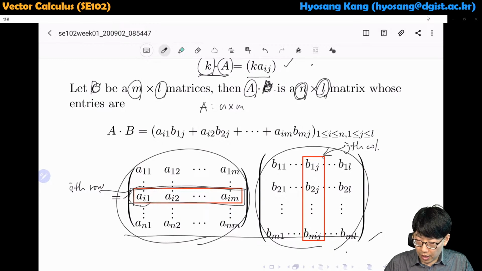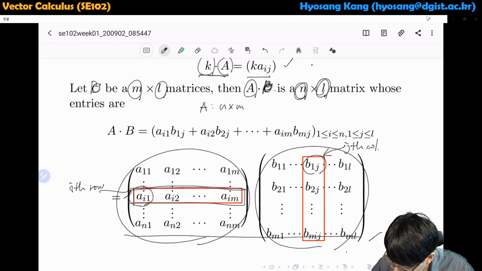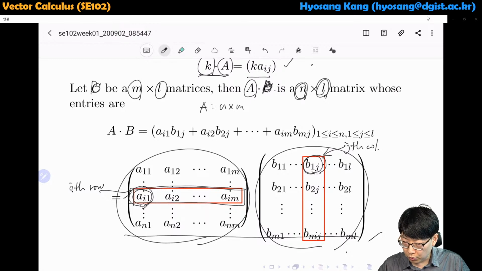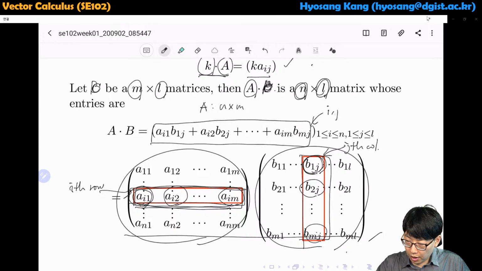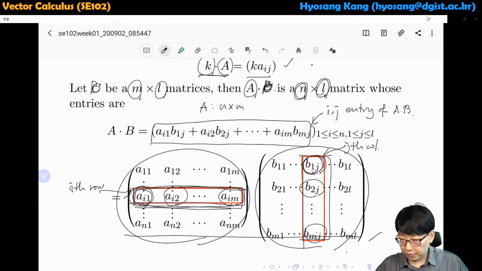So you take Ai1 multiplied with B1j, Ai2 with B2j, and Aim with Bmj. So you have the same number of entries here, m, right? So you can multiply side by side. So that sum becomes the ij entry of A times B. Let's look at examples right away.